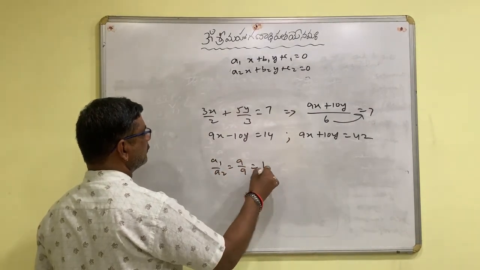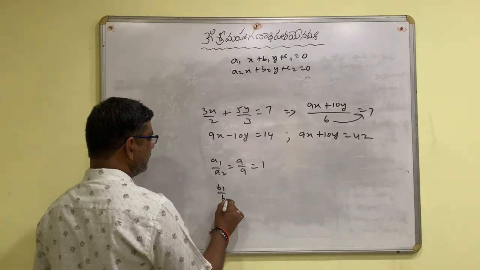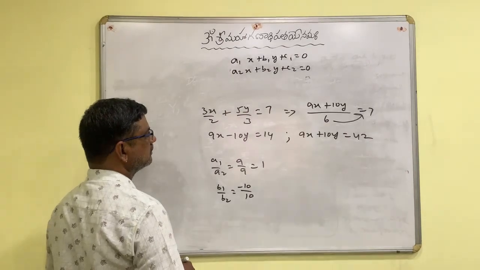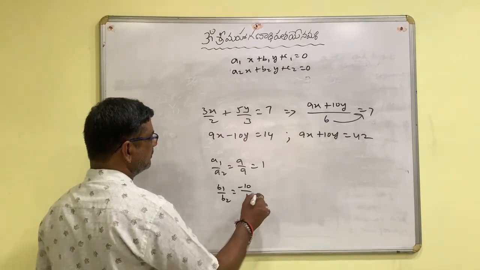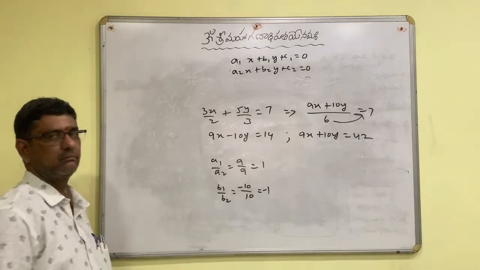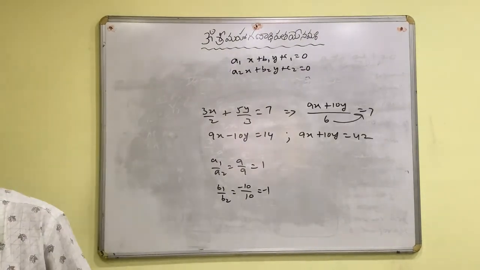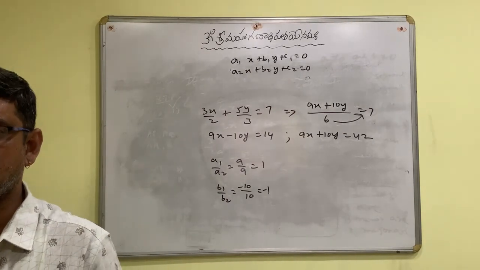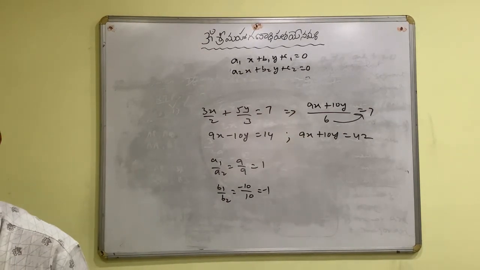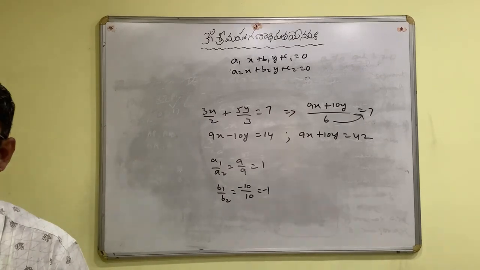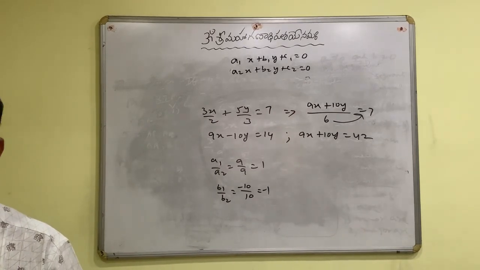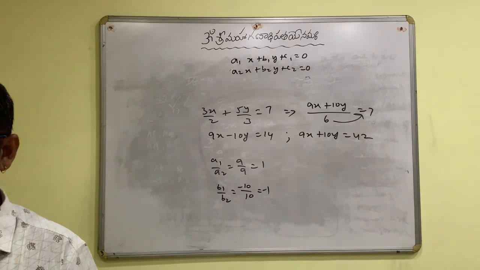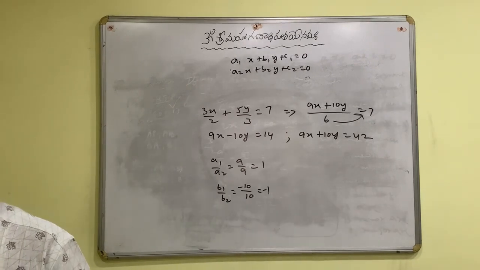9 by 9, which is 1. What is b1 by b2? Minus 10 by 10, which is negative 1. No need to do c1 by c2. a1 by a2 is not equal to b1 by b2. They are intersecting lines, so they are a consistent pair of equations.